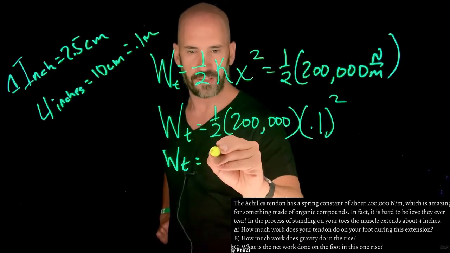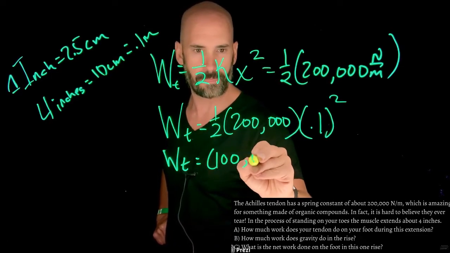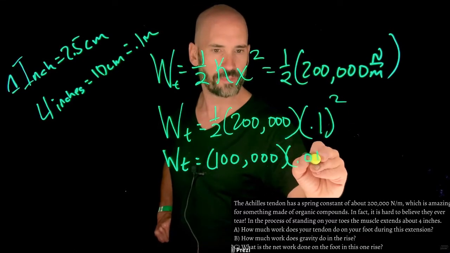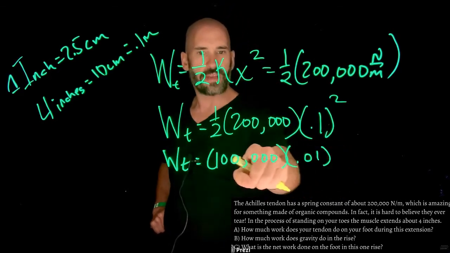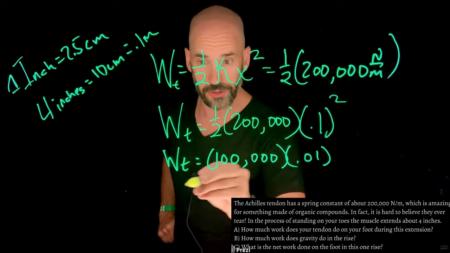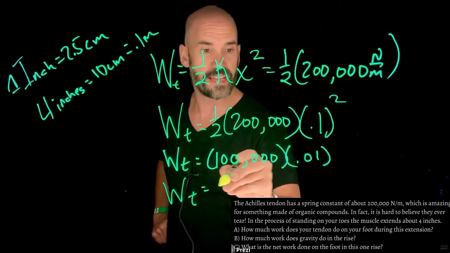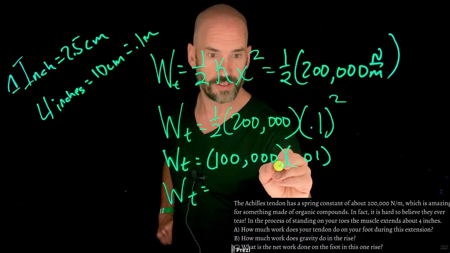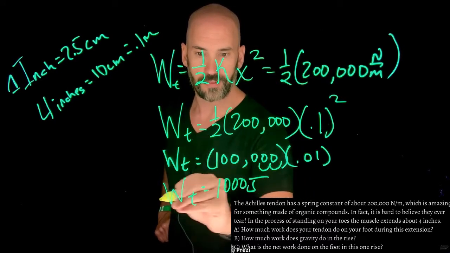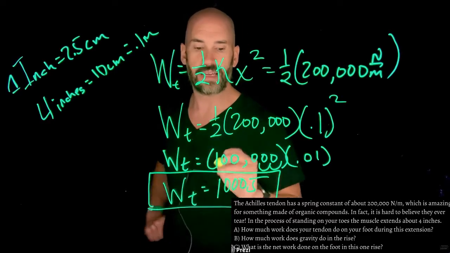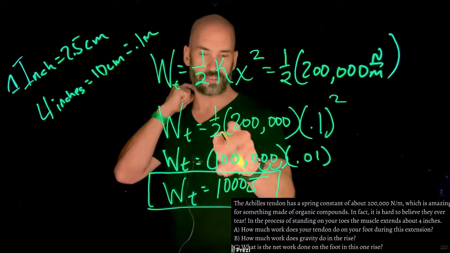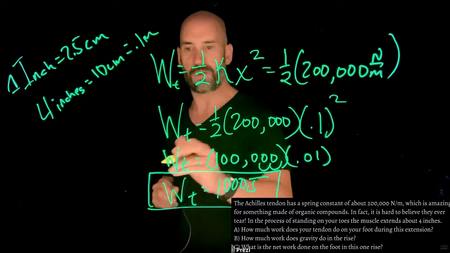200,000 divided by 2 is just 100,000, right? And then 0.1 squared is just 0.01, right? So if I multiply 0.01 times 100,000, really all I'm doing is moving the decimal place over twice. So I'm moving it once, twice, and I get about 1,000 joules. So the work that the tendon is doing during that extension is going to be about 1,000 joules. Okay, so that's part A.